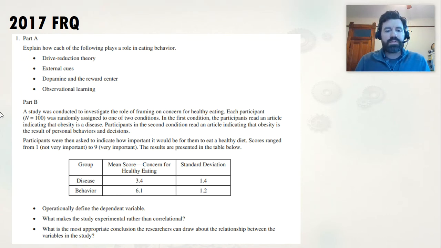And then finally, what is the most appropriate conclusion the researchers can draw about the relationship between the two variables? You can look at just the chart here, and it seems apparent that behavior, the mean score, was twice as high as disease. In other words, if people were framed the question that obesity is the result of personal behaviors, they are more likely to have a concern for healthy eating than if someone was told that obesity is a disease. They have less of a concern of healthy eating. And so you would write that out in your last paragraph there.